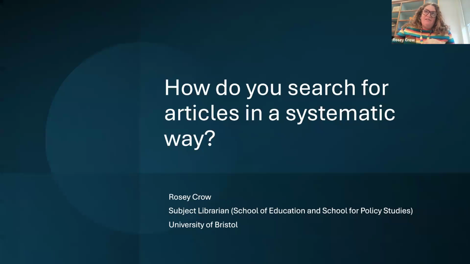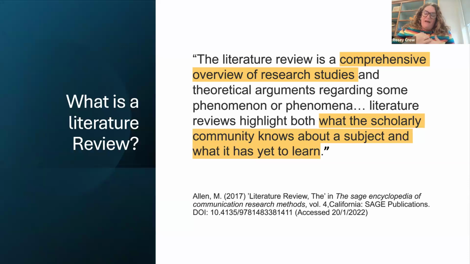So we're going to be talking about how you search for articles, journal articles, in a systematic way. Most of you will be familiar with having done a literature review, probably at some point in your academic career. The purpose of a literature review is to find out what the academic community already knows about a topic.